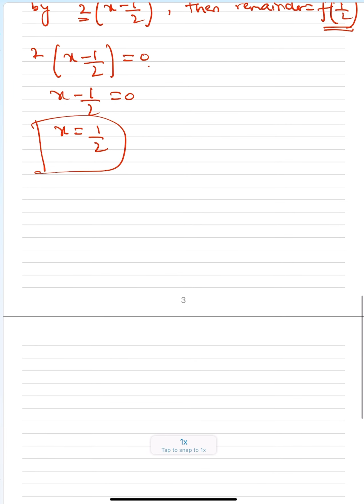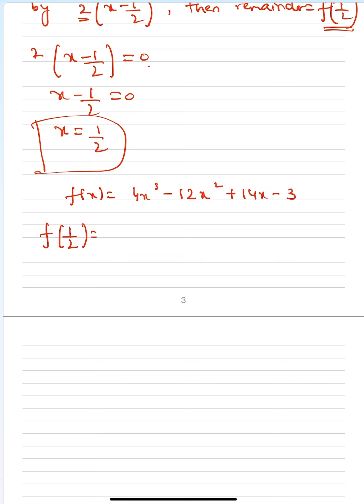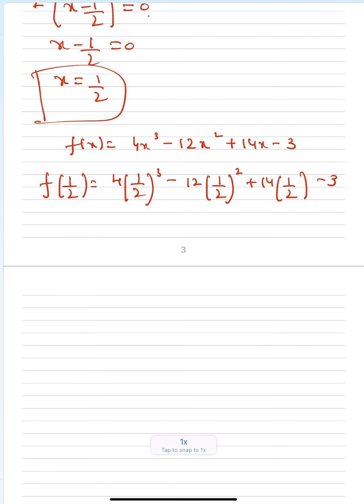Now, what will we do? We know that our f of x is 4x cubed minus 12x square plus 14x minus 3. Now f of half will be equal to 4 into 1 upon 2 raised to 3, minus 12 into 1 upon 2 raised to 2, plus 14 into 1 upon 2, minus 3. Got it? This is nothing but equal to 4 into 1 upon 8 minus 12 into 1 upon 4 plus 14 into 1 upon 2 minus 3.